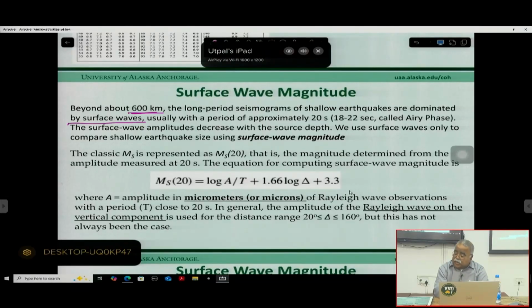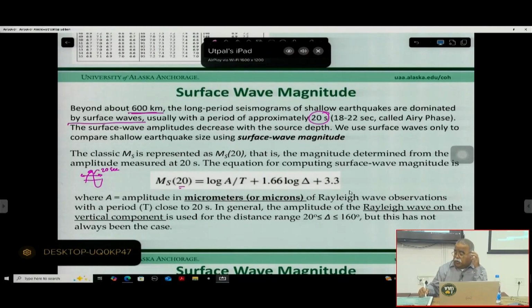Basically, for this surface wave, we are interested in calculating a 20-second time period. That means whenever you see, this value has to be 20 seconds or near about 20 seconds. So we take the corresponding amplitude of the 20-second time period of the surface wave in order to calculate the surface wave magnitude. This is what we call the MS-20 measurement.